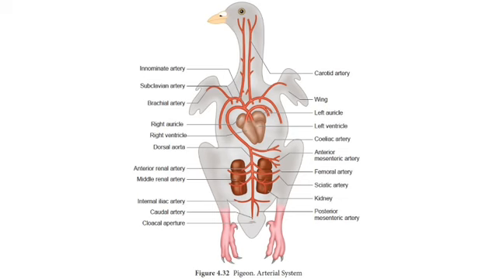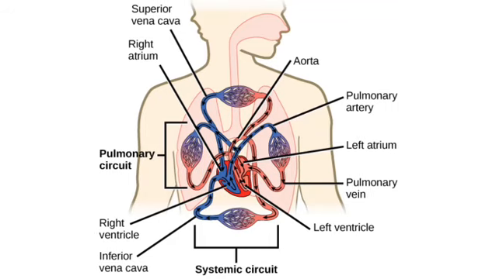In mammals, only the left systemic arch persists and forms the dorsal aorta.